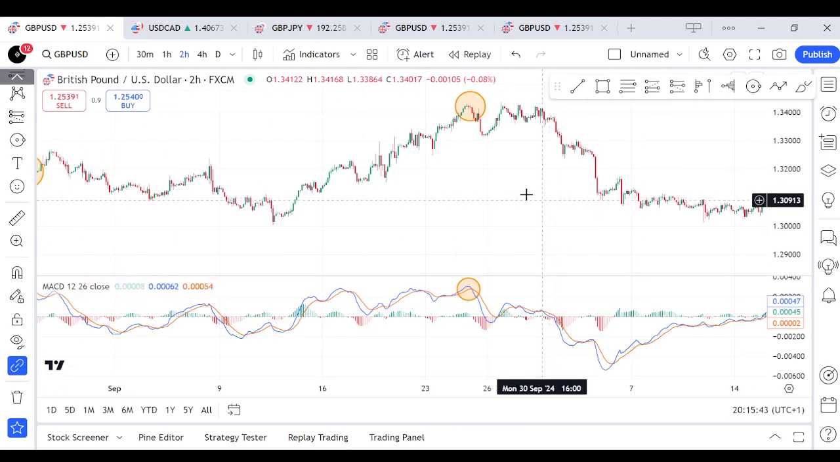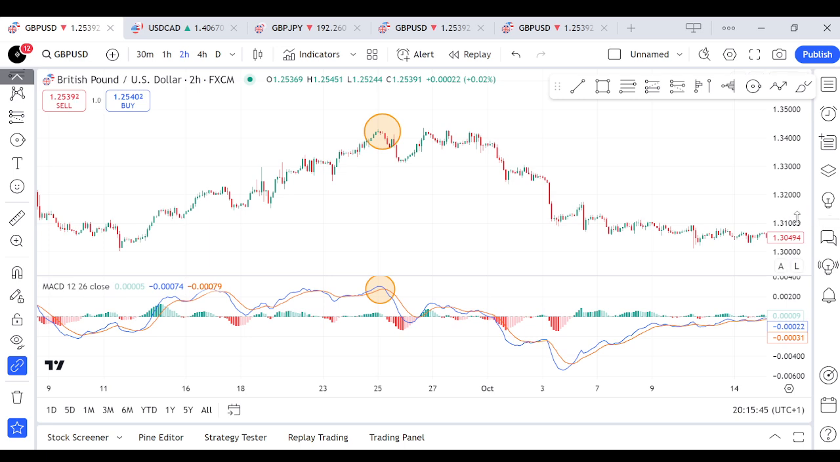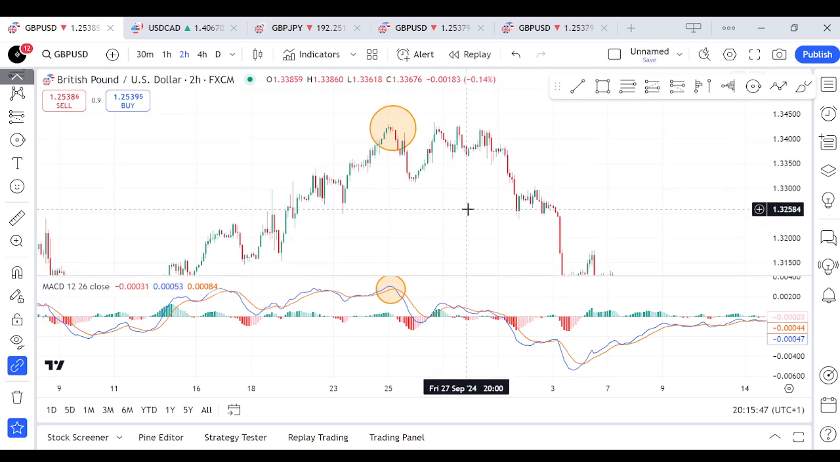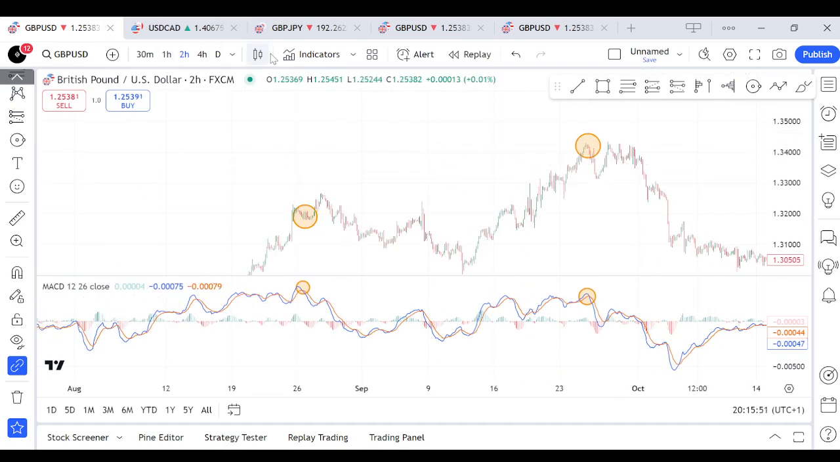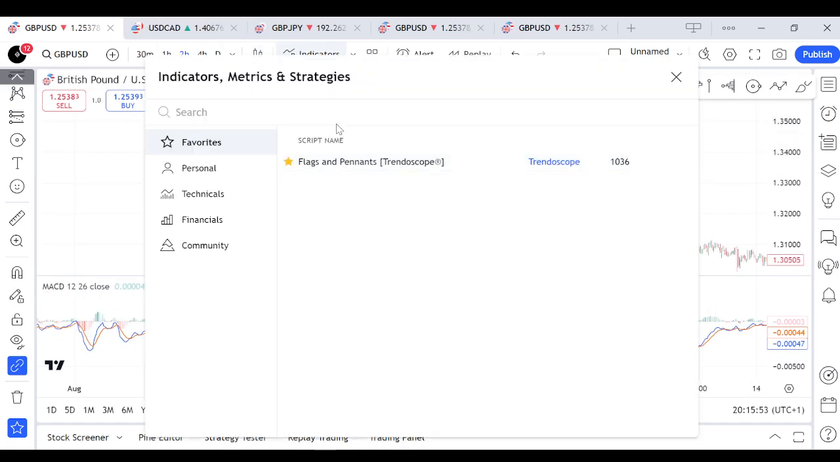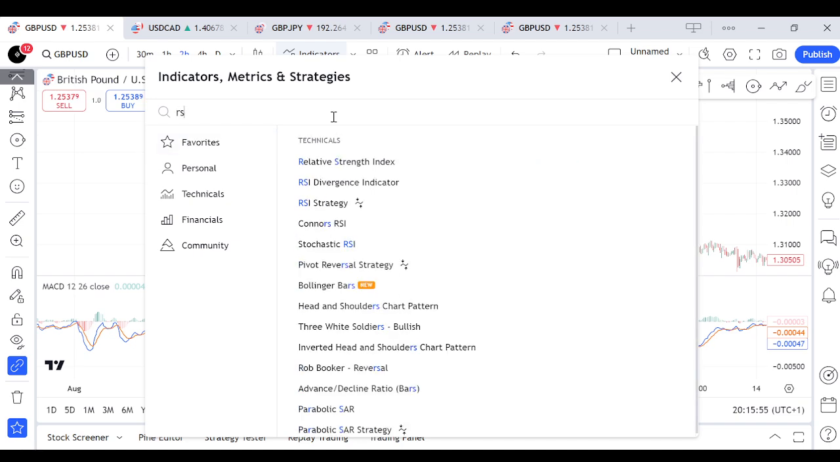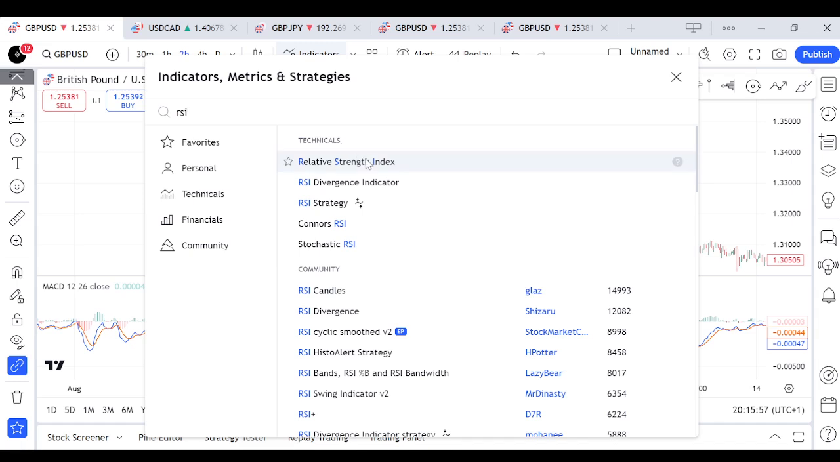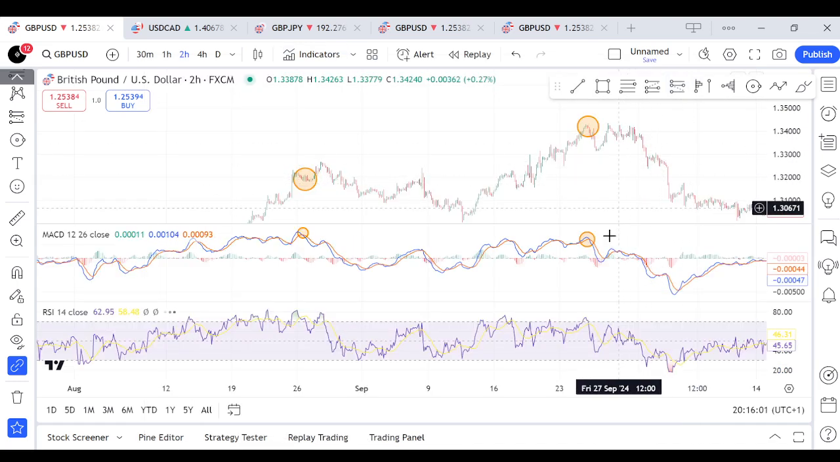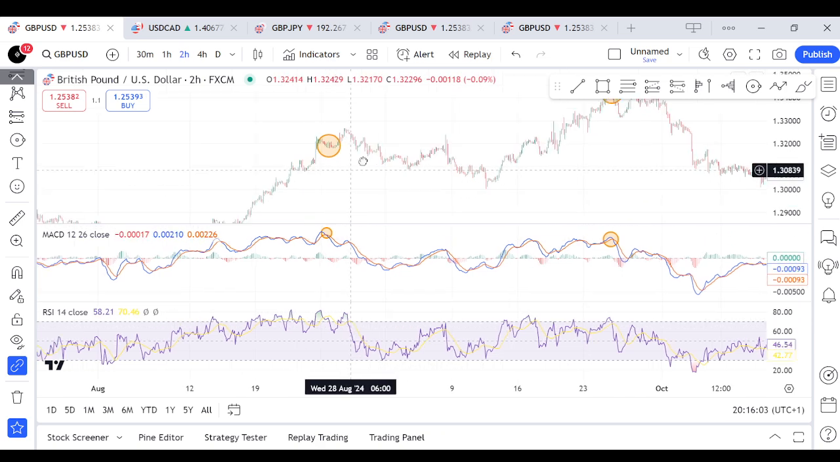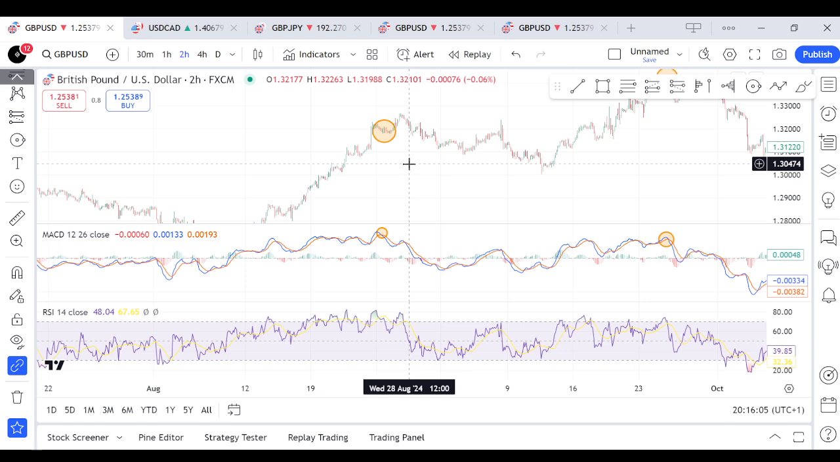Same thing with the MACD. MACD you can confirm with the RSI. So I'm just going to add the RSI into our chart. So this is the RSI, a momentum oscillator that measures overbought and oversold conditions in the market.